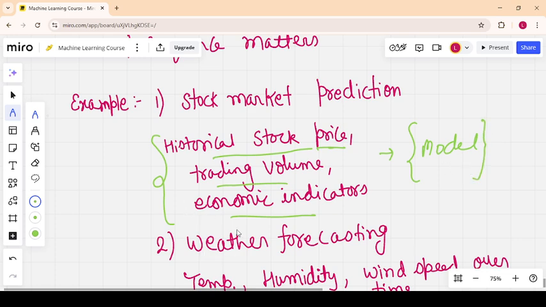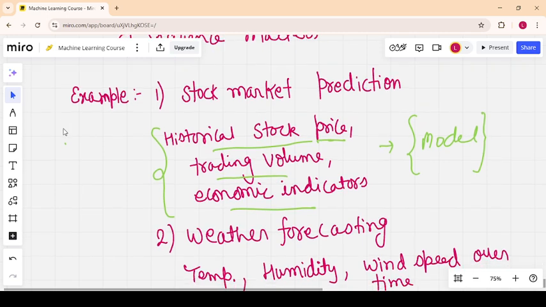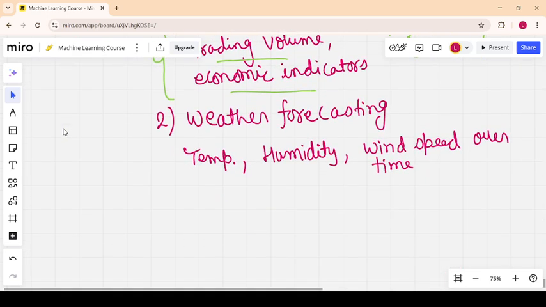If I take a second example, that is weather forecasting. To forecast the weather, like if you want to know the weather for tomorrow, you need to take into account past weather data, then you can easily tell what the weather can be for tomorrow, the day after tomorrow, or in the future. In weather forecasting, we take into account temperature, humidity, and wind speed recorded over time. So here we incorporate time before feeding the model.